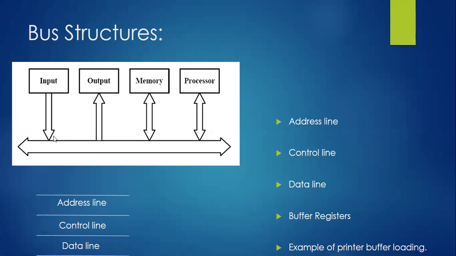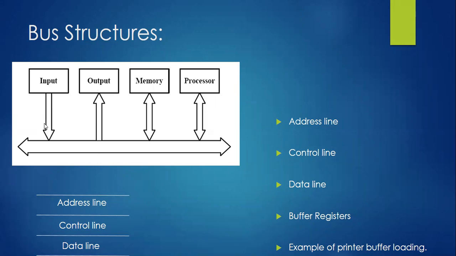Don't get confused. In the previous class, we discussed five different functional units, but here we have only four. The arithmetic logic unit and control together we specify as the processor. Each and every functional unit must be connected to the bus cable so that we can enable communication between all the functional units.